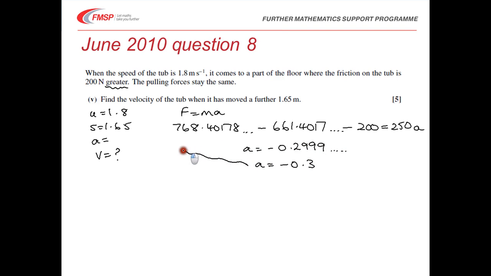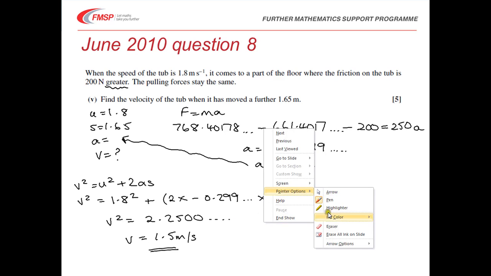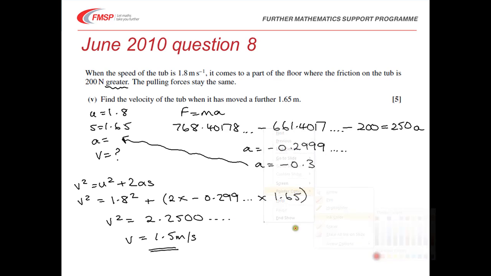So that will go into our equation here, and then we can see we're going to be using v squared equals u squared plus 2as. V is the thing we want to find. U, we know, is 1.8. 2 times A times S. Substitute those in, and we get V squared equals 2.25. And so, taking the square root, V will be 1.5 meters per second. Okay, so that's the end of the question. Let's just have a quick look now at where the marks are allocated.